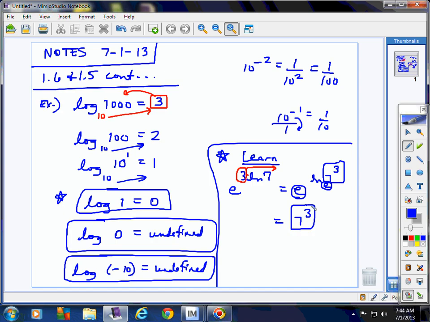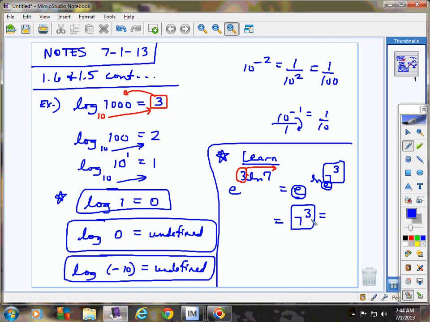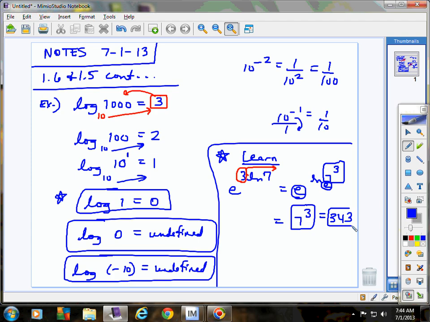So 7 cubed, or what, 7 times 7 times 7? 49 times 7 is how much? You're going to calculate and say 7 cubed, in case the book would want a numerical answer. 343, okay. So that shows up a lot in word problems coming up later on in a few chapters from now.